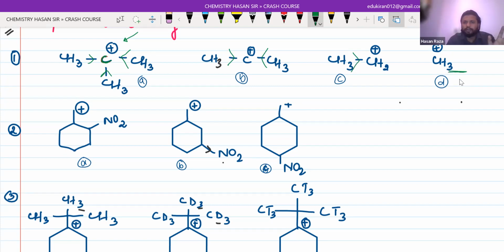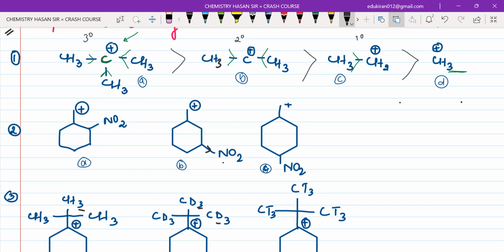Okay, so the one which will get more and more electron, because there is a deficiency of electron, is more stable. Or you can say this is your 3-degree carbocation, 2-degree carbocation, 1-degree carbocation, and this is your super primary. So the stability order will be A, B, C, and then D. Is that clear, everyone? Yes, sir.